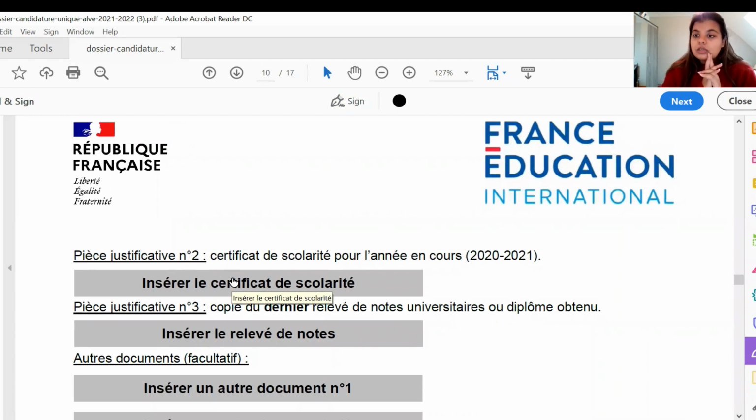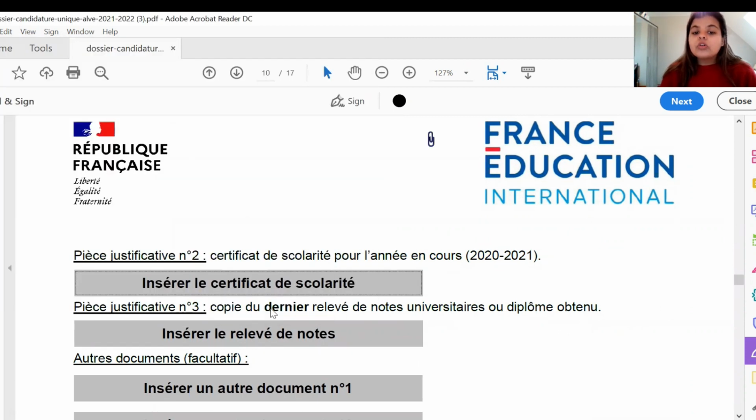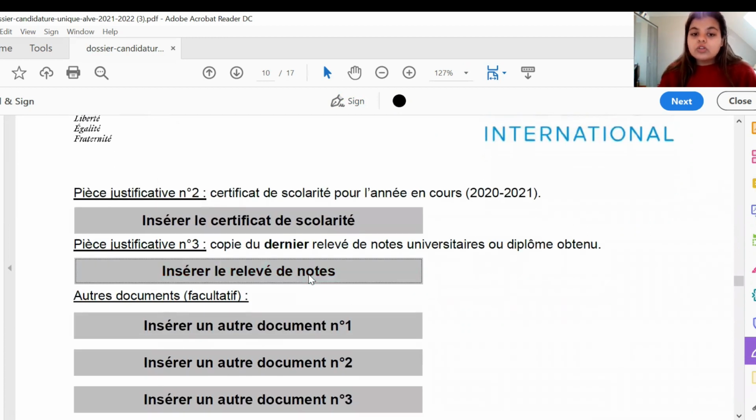The question which is coming a lot is what you have to insert in the certificat de scolarité. That is your bona fide certificate. Guys, you have to add your bona fide certificate only. So you upload a file. I'll just upload a random file. You upload your bona fide certificate here, and in this one, either you upload your DELF B1 marks or your university score, whatever you wish to.